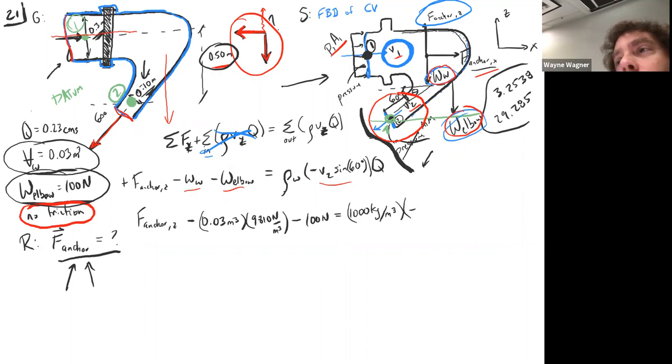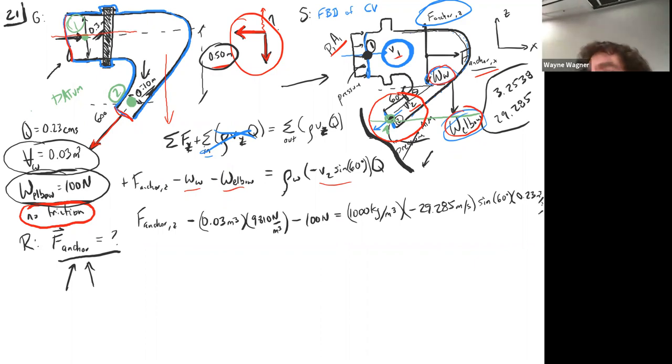Okay, negative V2. V2 is 29.285 meters per second times the sine of 60 degrees times that Q, which is 0.23 meters cubed per second. Okay, again, I always like to check my units. Meters cubed is going to cancel with meters cubed, and I'm left with kilograms meters per second squared. So that's a Newton. Everything else, this one's going to work out to be a Newton because that's going to cancel with that.